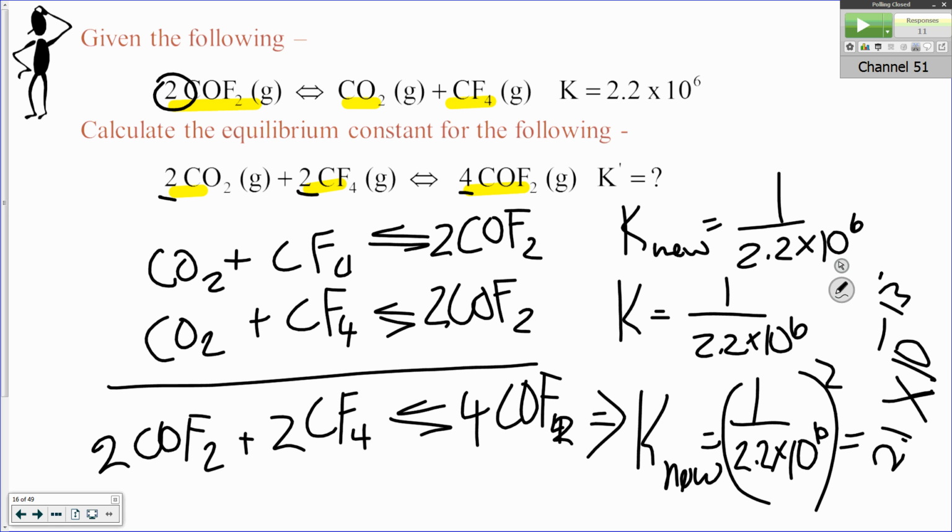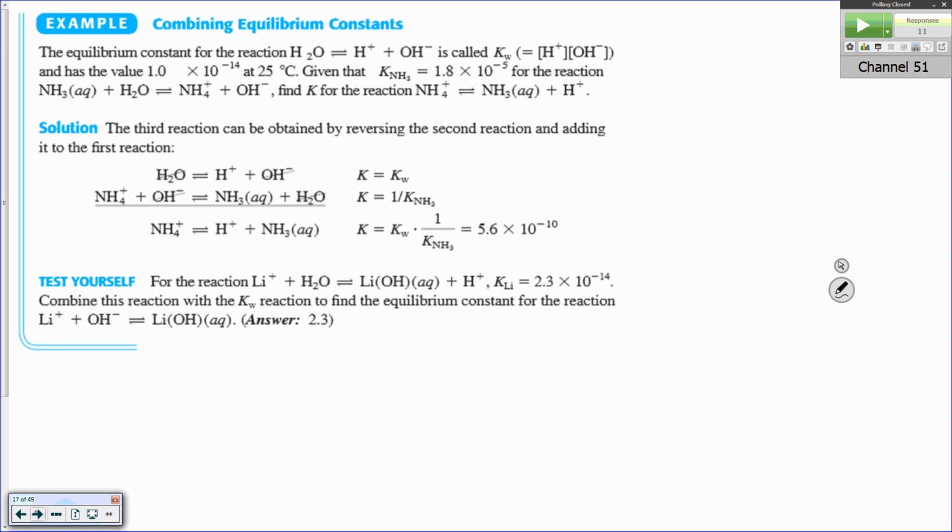Okay. I got 2.1 times 10 to the minus 13. All right, any question on that? C squared, the whole thing. Say again? I see. I squared the, yes. So you, yep. All right, let's do another one.